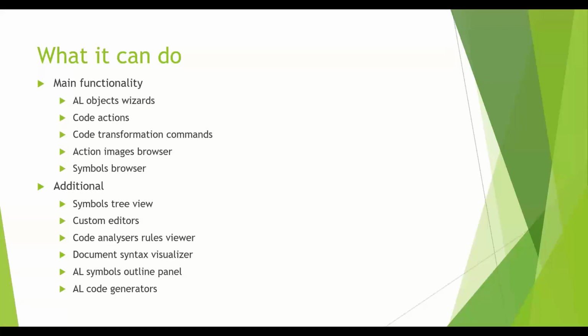So those are the main areas, and the additional smaller part is symbols preview, which allows you to see the structure, just the symbols of one of the objects, somewhere on the side of your UI when you are working on something else. A few custom editors for the settings. You can also view all the code analyzer rules if you want to see what is available, what you can turn on and off.